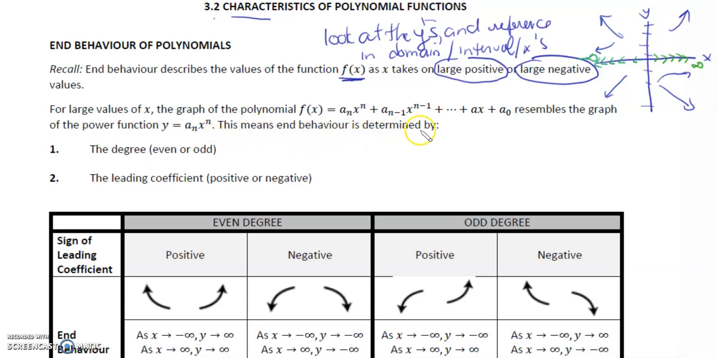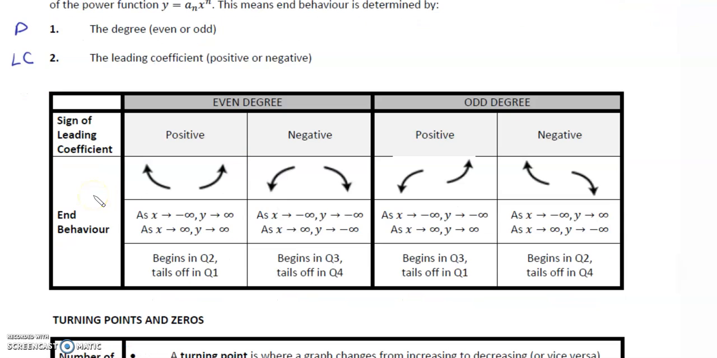This means end behavior is determined by two things. We're going to decide what is the degree of the polynomial. Is it even or odd? And then what's the leading coefficient? Is it positive or negative? So degree and leading coefficient. I'm going to short form degree with a D and leading coefficient with an LC. So there are 4 different scenarios.